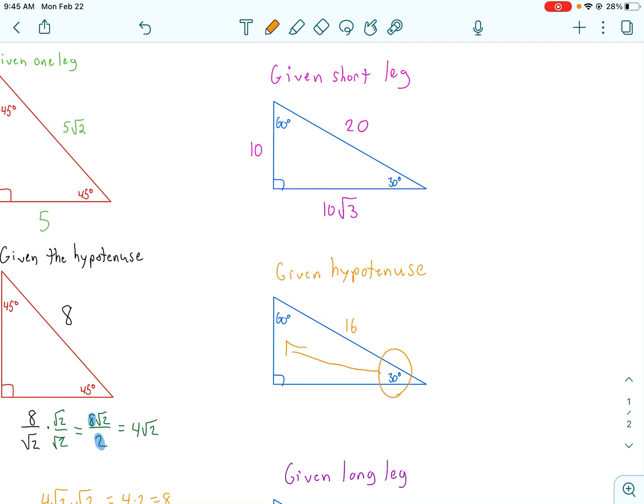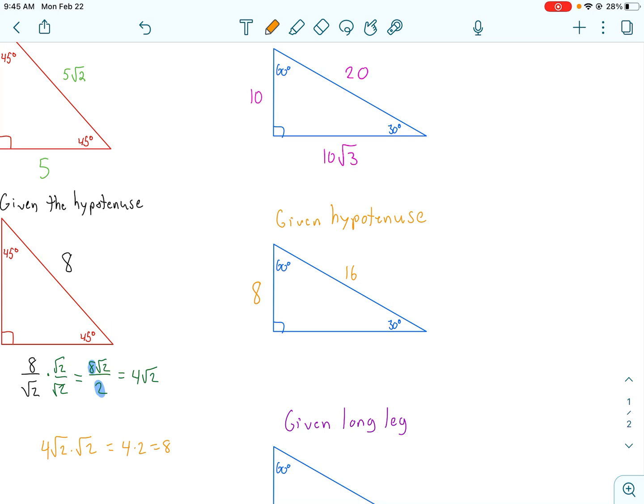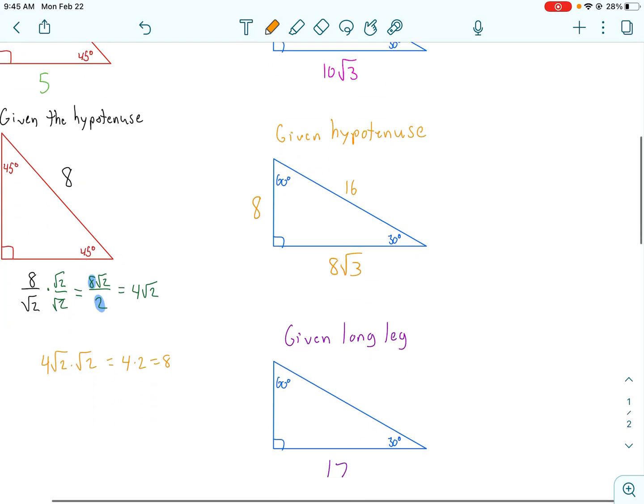Remember, short leg is across from a 30-degree angle. Pay attention to the labels. This could be the 30-degree angle. It's just not the way I've labeled it. So our short leg is 8, half of the hypotenuse. Long leg, again, is radical 3 times the short leg. So 8 times radical 3. That's all you have to do. Those are the easier versions.